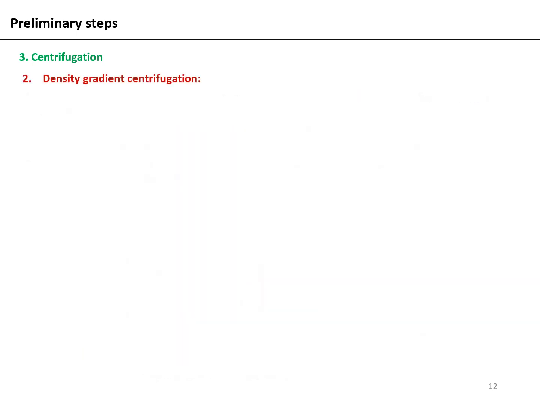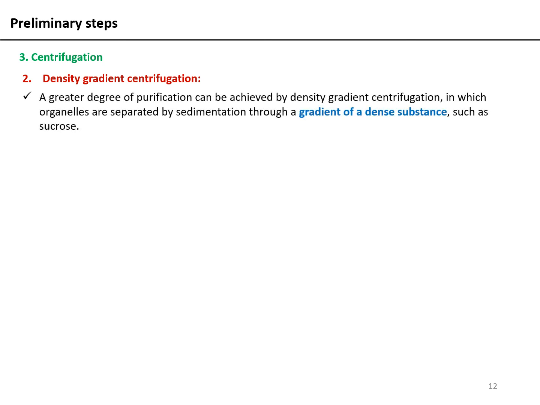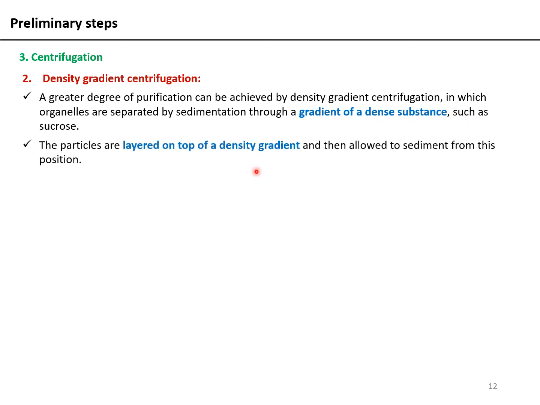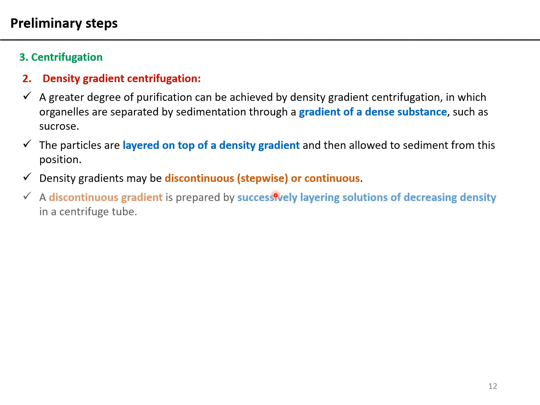So next we have density gradient centrifugation. A greater degree of purification can be achieved by density gradient centrifugation, in which organelles are separated by sedimentation through a gradient of a dense substance such as sucrose. The particles are layered atop a density gradient and then they're allowed to sediment from this position. Density gradients may be of two types. It can be either discontinuous or stepwise, or it can be continuous.